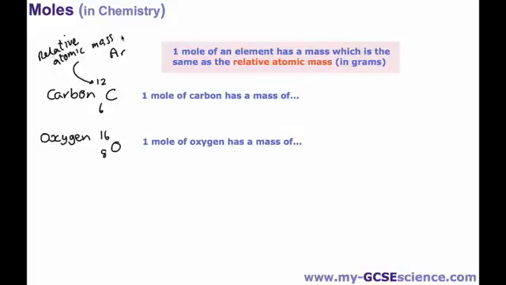But for now, relative atomic mass is this number here, and 1 mole of carbon has a mass which is basically that. So all you have to do is take that, put it over there, and there's your answer. 1 mole of carbon has a mass of 12, and we have to put in the units, which is grams. Similarly with oxygen, 1 mole of oxygen has a mass of, again, we just look at the relative atomic mass there, bring that over, and there we have 1 mole of oxygen with a mass of 16 grams. Okay, so that's a very simple case.